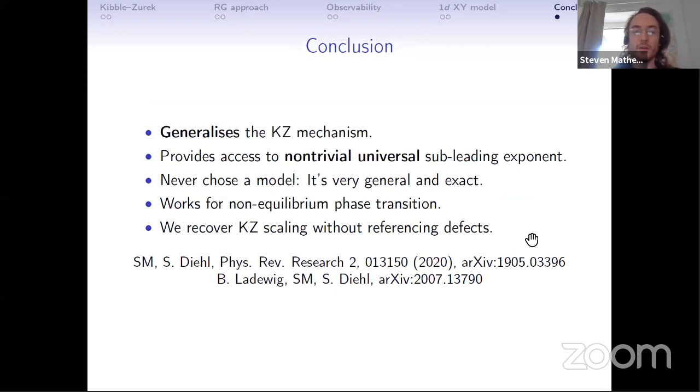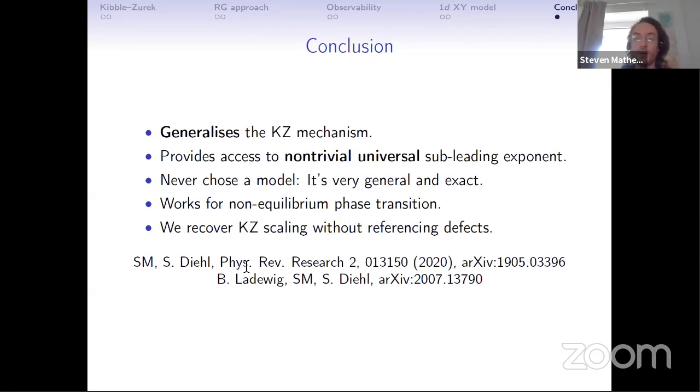So this brings me to my conclusion. We have generalized the Kibble-Zurek mechanism and showed that it provides access to non-trivial universal subleading exponents. The RG approach that is detailed in this PhysRev Research paper is very general and exact. And we never pick a model and we get a very general result.